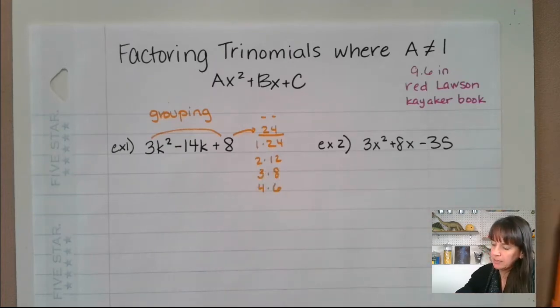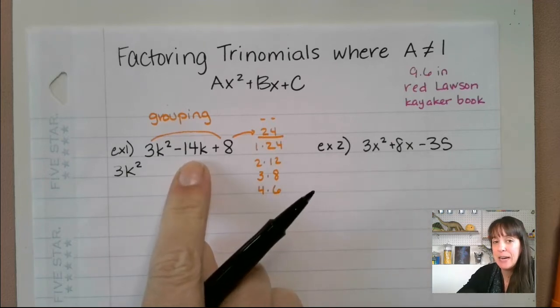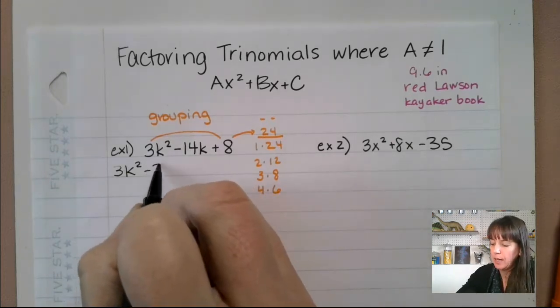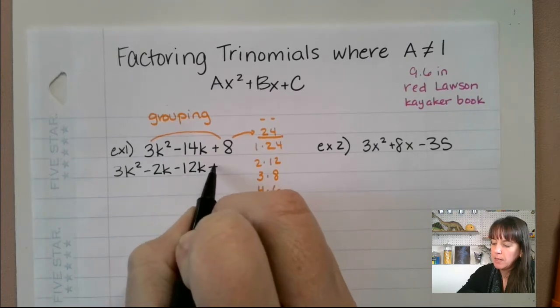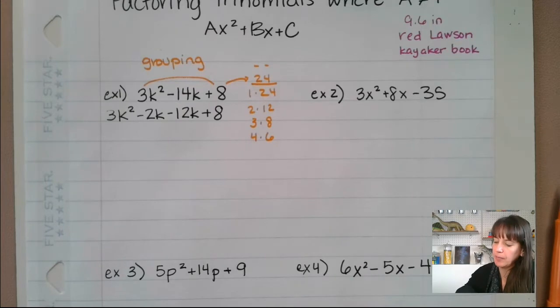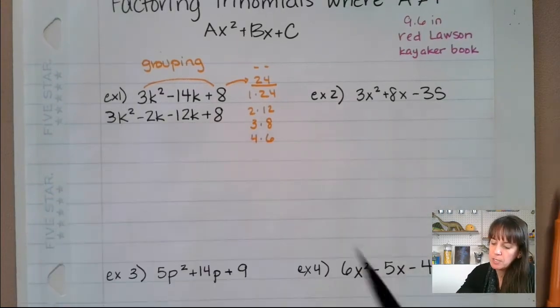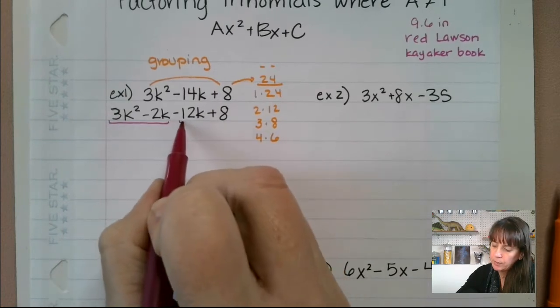So I'm going to rewrite this. This is now 3k squared. And instead of negative 14k, I'm going to write negative 2k minus 12k plus 8. All right, so this is now like a 4-parter there, right? So we're going to factor this by grouping. We're going to group this guy. We're going to group this guy.